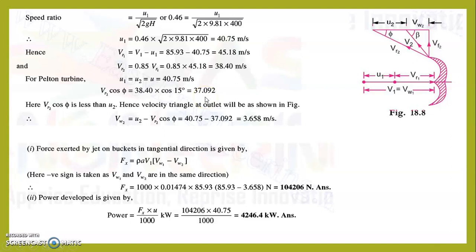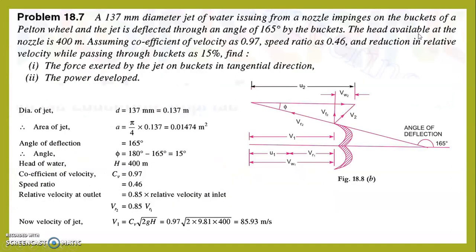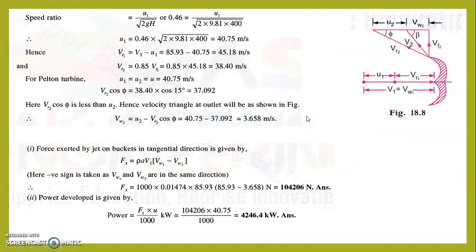So we have to redraw our figure. Normally we will be drawing this figure. If VR2 cos phi is less than u, the value of beta will be greater than 90 degrees. So we have to redraw our figure like this. Now this is VR2 cos phi and this is u2. In this figure VR2 cos phi is less than u2, so our condition is satisfied. Based on this, VR2 cos phi being less than u2, we redraw the figure.